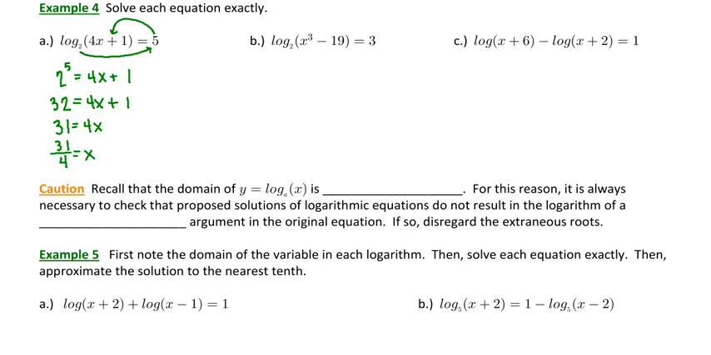Let's check this by substitution. We have log base 2 of 4 times 31 over 4 plus 1, and we want to find out if that's equal to 5. In the argument, the 4's cancel, and that leaves behind 31 plus 1, or log base 2 of 32, and we want to know, is that equal to 5? And yes, this is equal to 5. Notice if we convert it to exponential form, 2 to the 5th power equals 32.